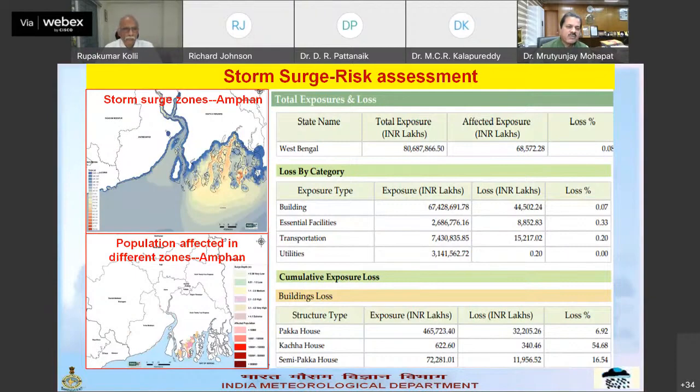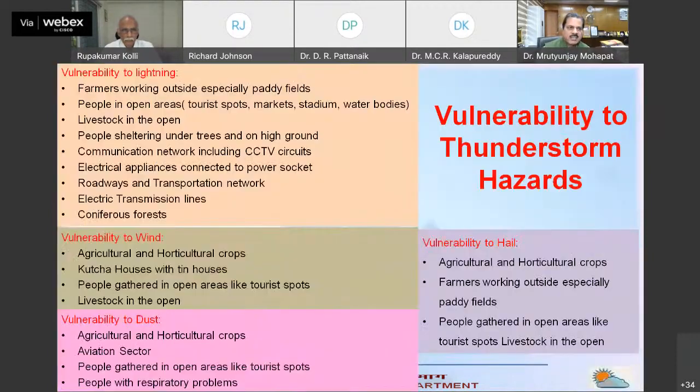And this is an example of inundation provided during the cyclone Amphan for the coastal districts of West Bengal. Accordingly, the different structures, facilities, and utilities which are exposed to the storm surge that was predicted, and this information, are available to the government and other agencies to take action.